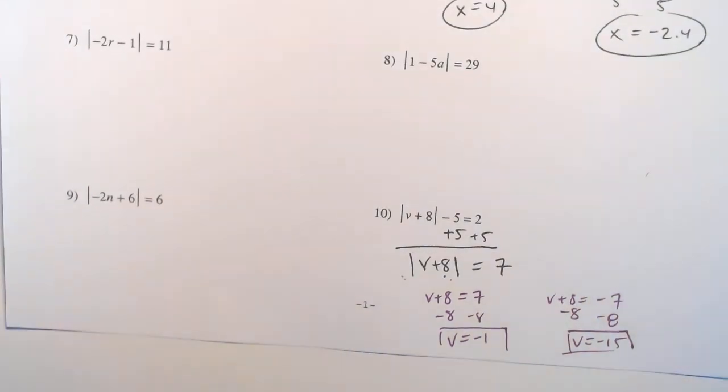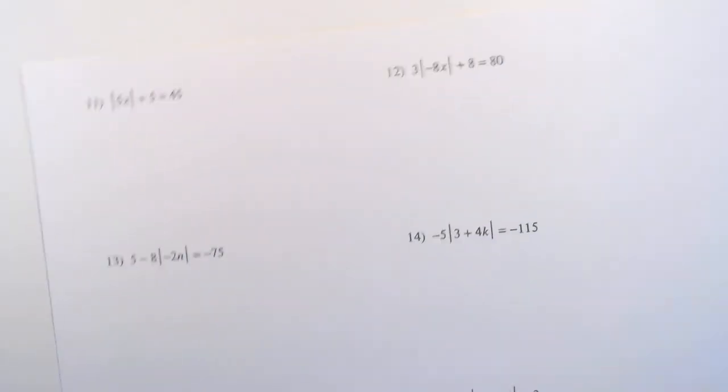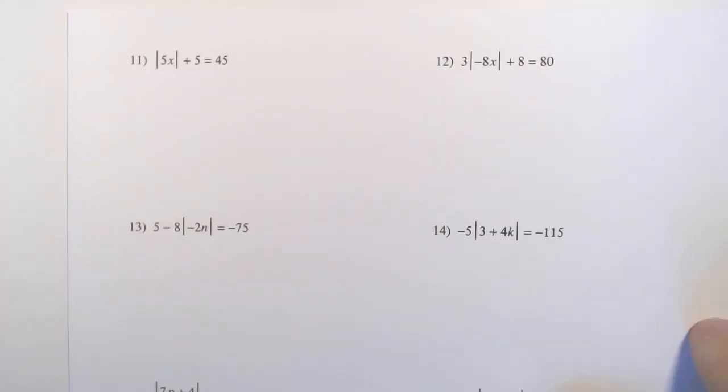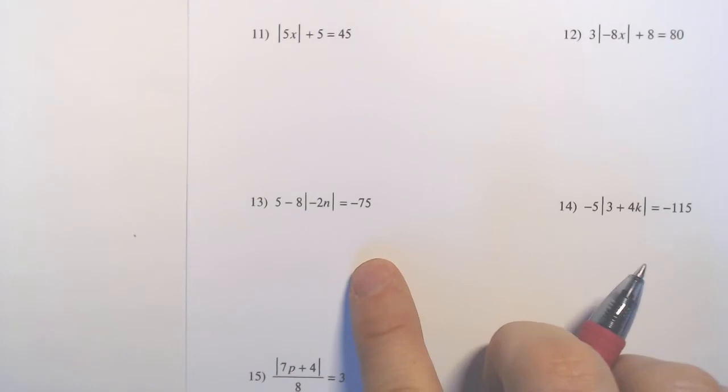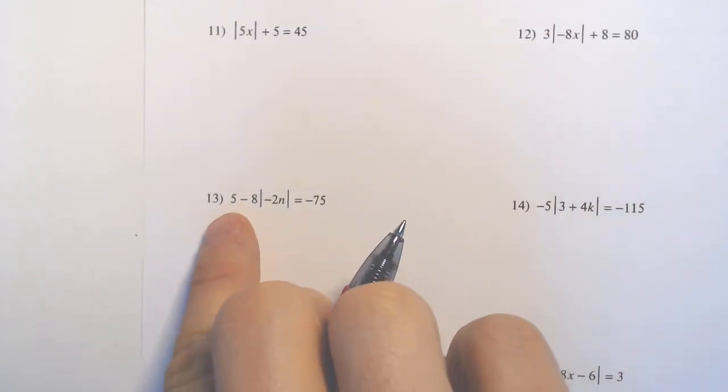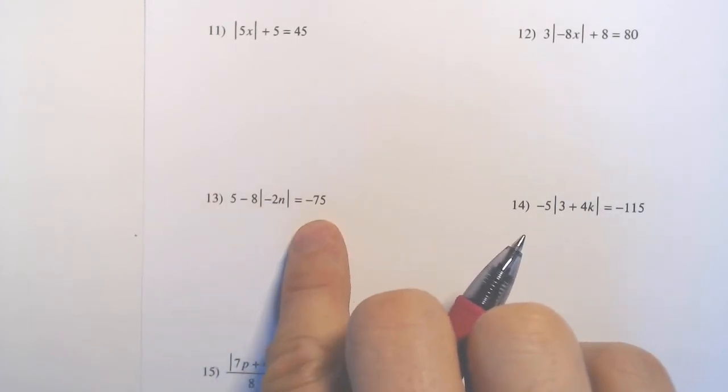All right. Moving right along to the back side of this page, let's encounter something that's a little bit more difficult. Let's just do 13. 13 looks a little harder. Here we have a 5 that we have to move over. So I'm going to do that first.